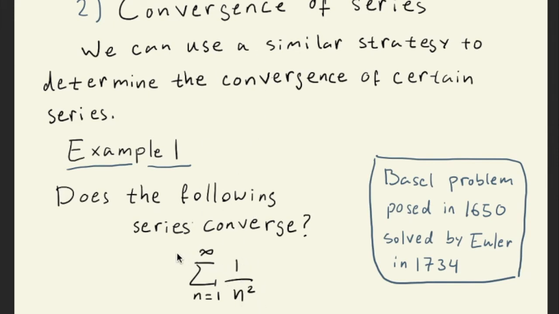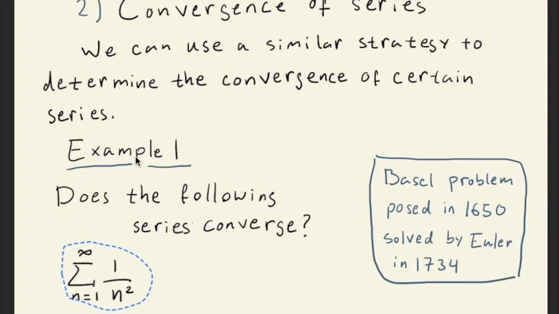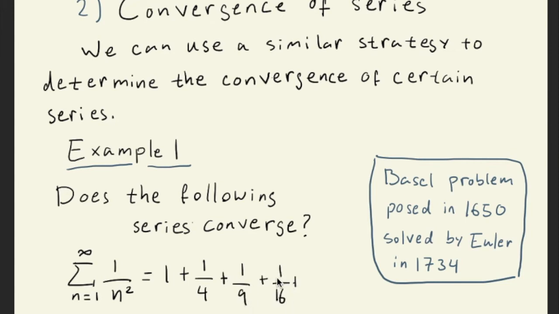If you write it out, just so you have a picture of what's going on, this is 1 plus, n equals 1. n equals 2 is going to give you 1 over 4, 1 over 9, 1 over 16, 1 over all the squares.